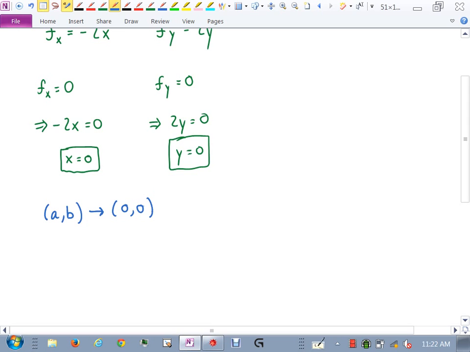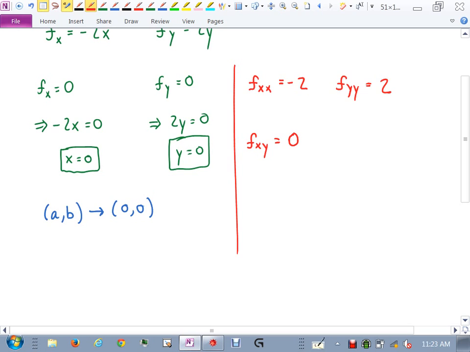So D of AB is going to be the second partial with respect to x evaluated at that point times the second partial with respect to y evaluated at that point minus the partial with respect to x, then y, evaluated at that point, squared and subtracted. All right. Since I'm going to need those partials, let me get them over here on the side. What's the second partial with respect to x? Negative 2. What's the second partial with respect to y? 2. What's the partial with respect to x followed by y? 0.